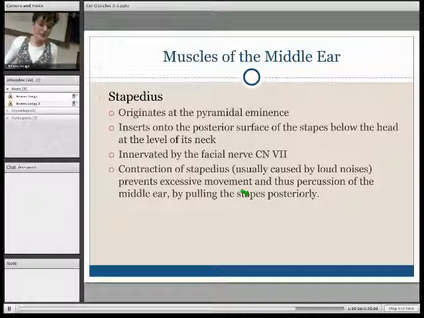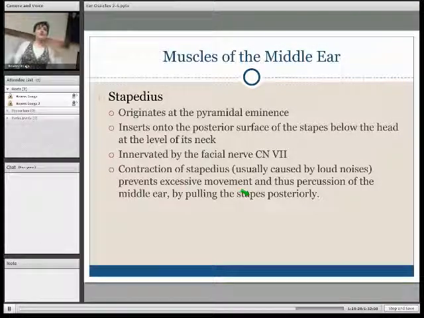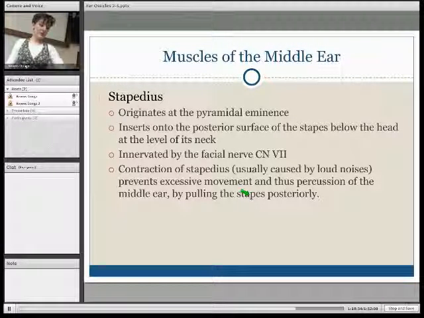So then there's stapedius, which originates from the pyramidal eminence and inserts into the posterior neck of the stapes, innervated by the facial nerve. When this contracts due to a loud stimulus, like in the stapedial reflex, it prevents excessive percussion of the inner ear by pulling the stapes posteriorly.